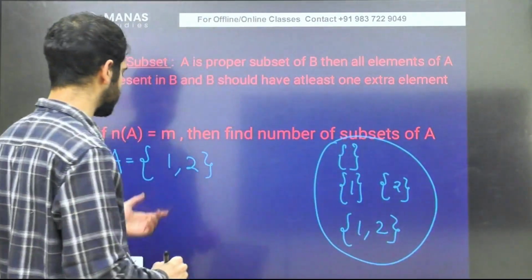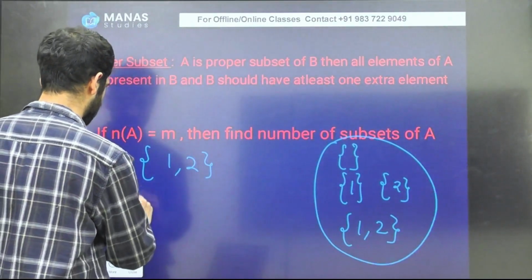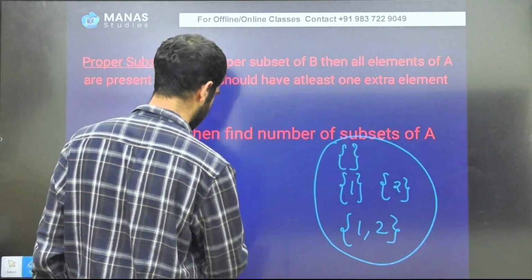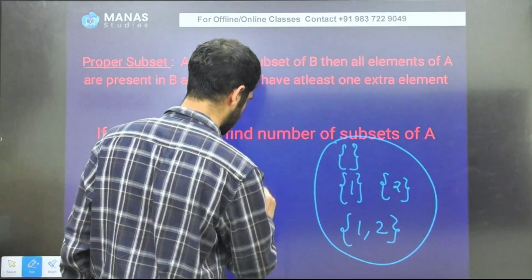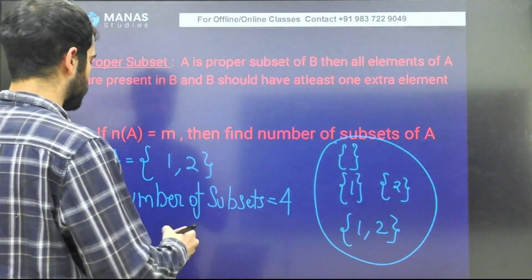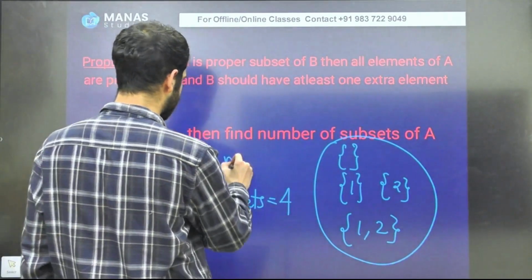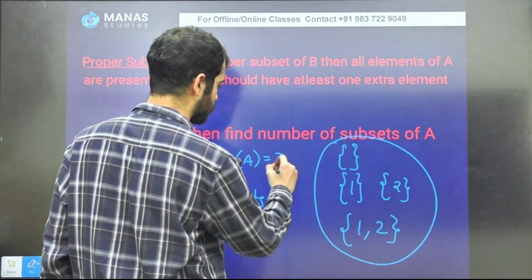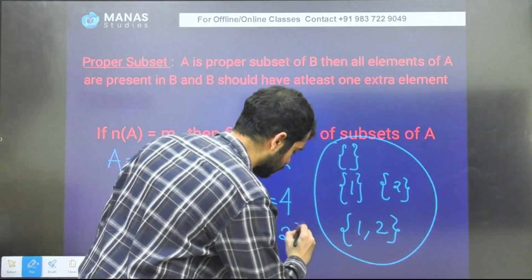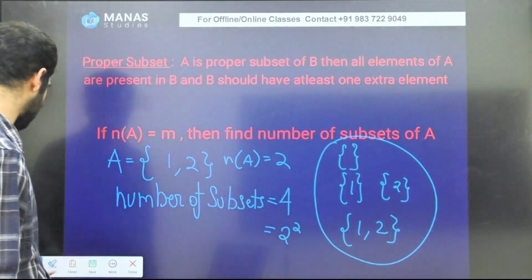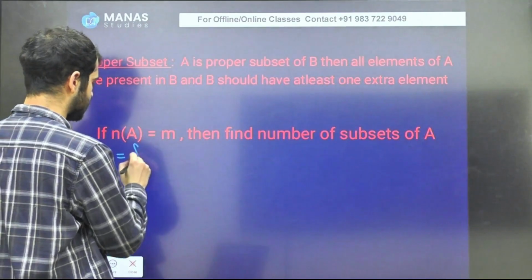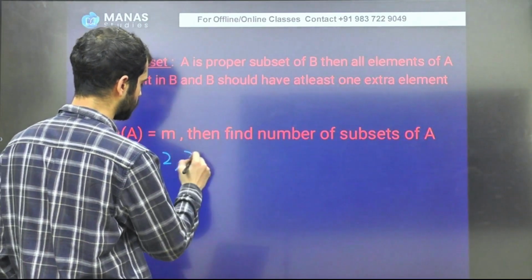So the number of subsets in this case is going to be 4. A common observation: when the cardinal number was 2, the number of subsets became 4. It can be written as 2 squared. Let's look at another example. Let's say a set B contains 3 elements: 1, 2, 3.